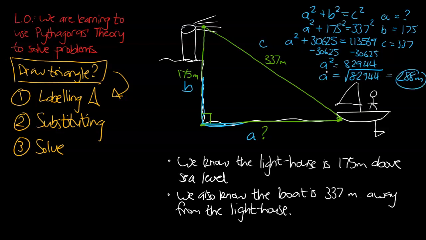So what that tells us is our boat over here is 288 meters away from that cliff. Guys, hopefully you can see the process that we need to follow when we're looking at Pythagoras' theorem in context. Similar to the first three steps, label your triangle, substitute, solve, but we must come to grips and draw our triangle beforehand.